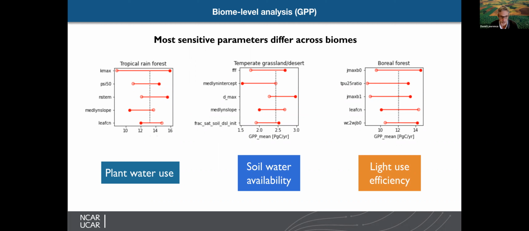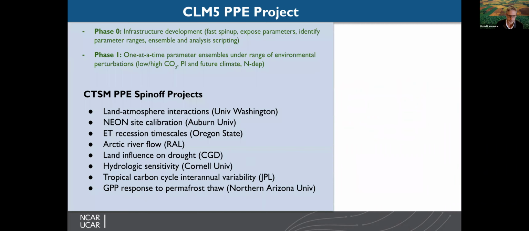And that is, again, not surprising, but having this data set around allows us to probe this quickly and easily and see that it's plant water use in the tropics, it's soil water availability in the temperate regions and the grasslands, and it's light use efficiency in the boreal forest. All of these things totally make sense, but it's nice to get the confirmation and also then just have the ability to use this data set to probe to understand what and where different parameters matter.